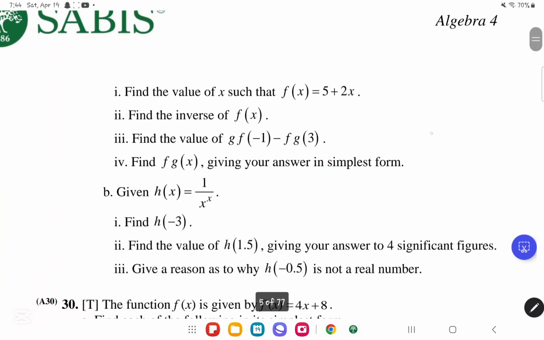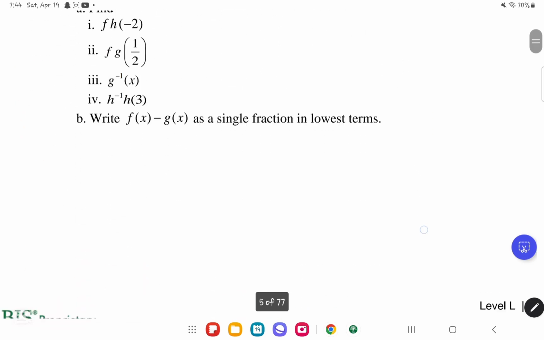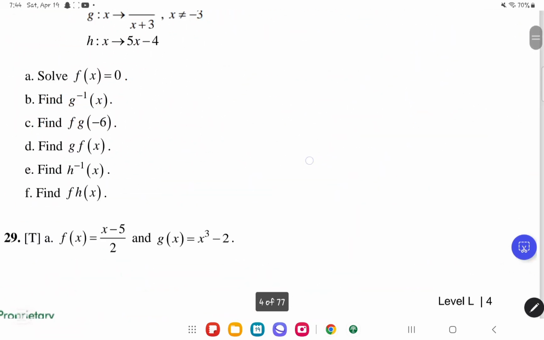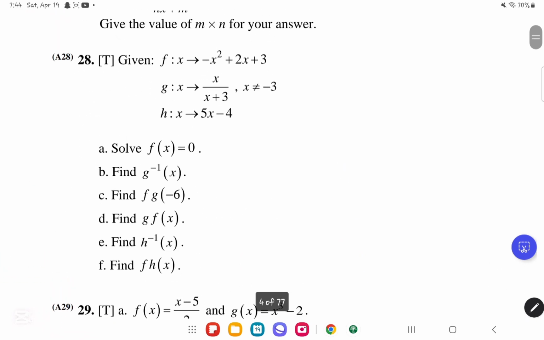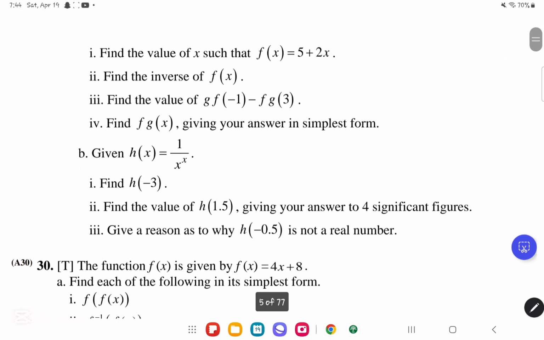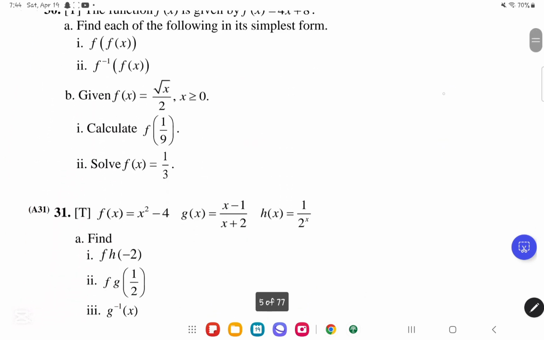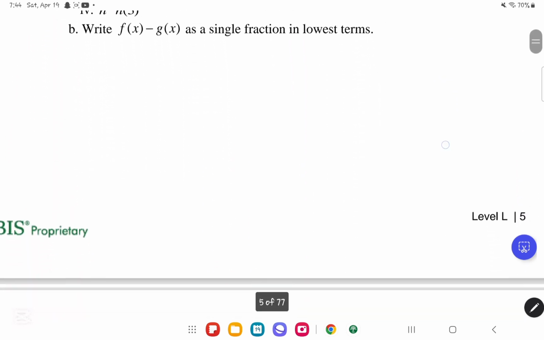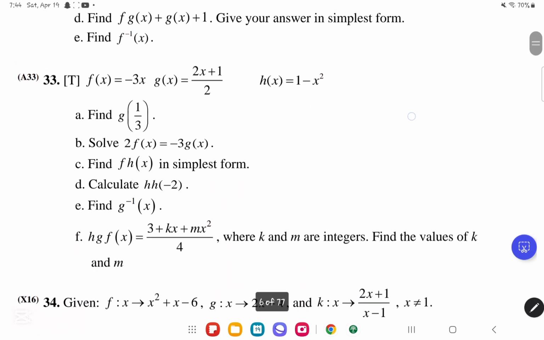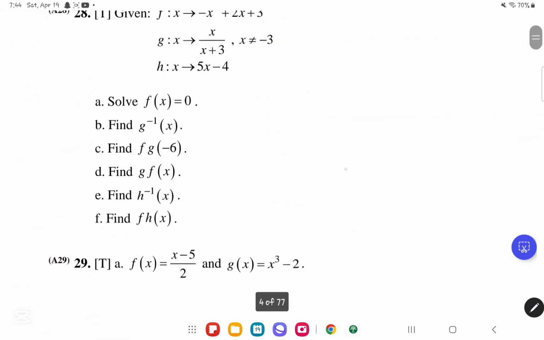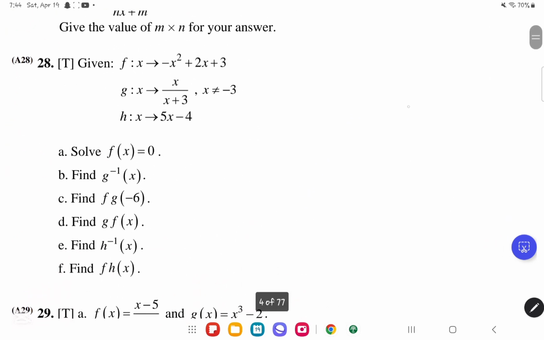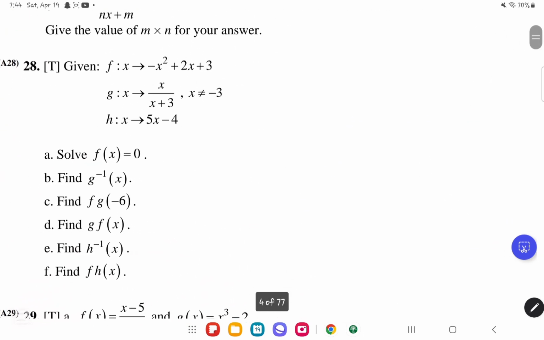Now, as you can see, they're all basically the same, all the way from 28 till 33. They're all very simple actually. If you know how to solve it, everything would become much easier. So I'm probably going to do 28, 29, and 33. I'm only going to do these three because they're honestly way too long for me to do.